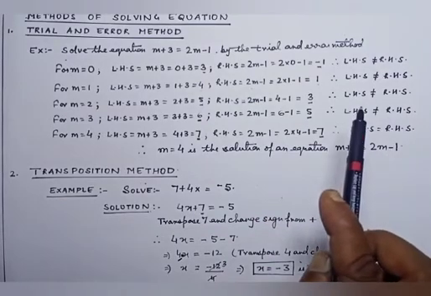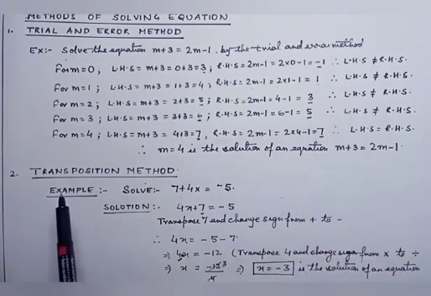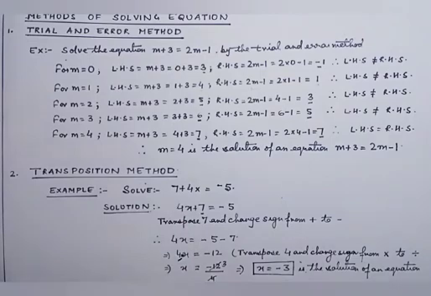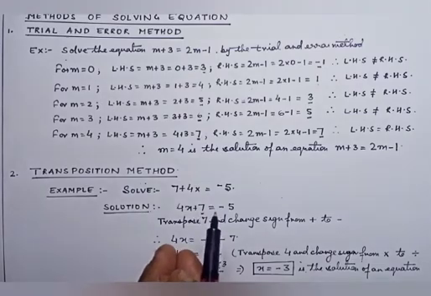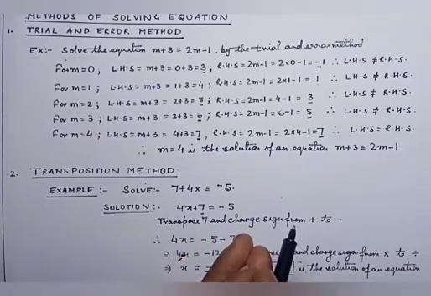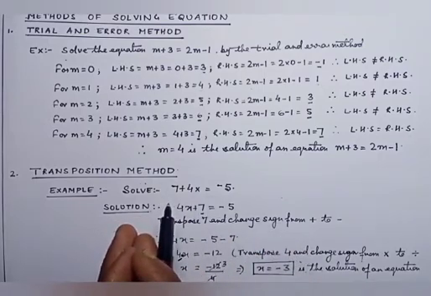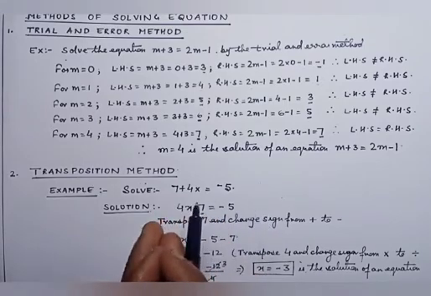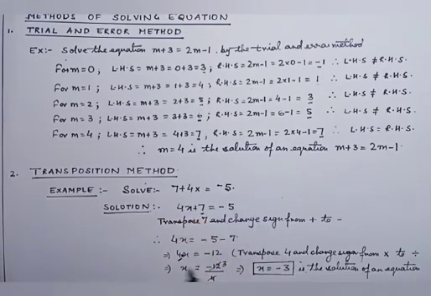I hope this method is clear to everyone. Let us move to another method, that is the transposition method. In this method, whatever the constants are, we bring the constants together, and if we are shifting a constant from LHS to RHS, the sign will always change. That method is called the transposition method. So let us see with the help of an example.